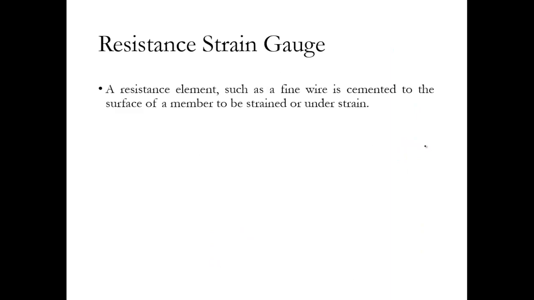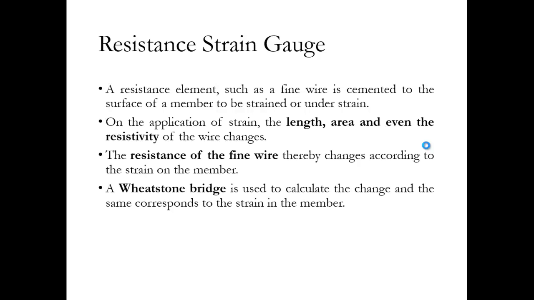Similarly, you have resistance strain gauges. This is more of a fine wire which is cemented on the surface of a member to be strained or put under strain. This is what we popularly see this way.